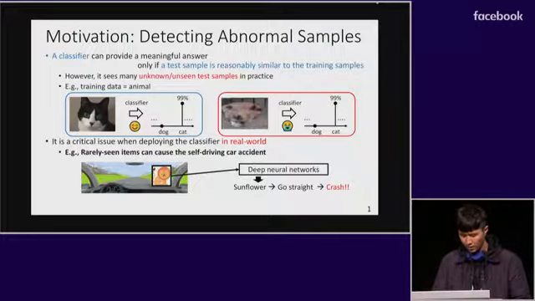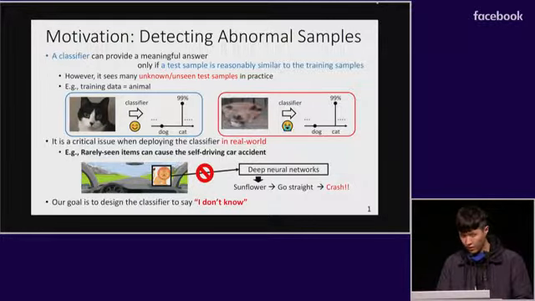For example, consider an object classifier for a self-driving car. If the classifier misclassifies some rarely seen item, a car accident might happen. However, if we can detect such unknown samples very effectively, it is possible to prevent car accidents. Motivated by this, our goal is to design the classifier to say "I don't know" when the decision from a classifier is uncertain.